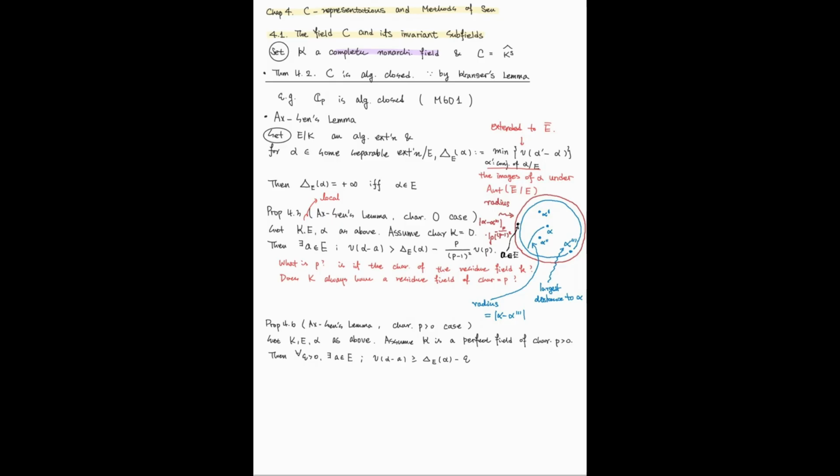So we can always approximate alpha by elements in E. Somehow the delta of alpha gives us a measure of how close we can get to alpha, roughly, up to a little bit of an error.